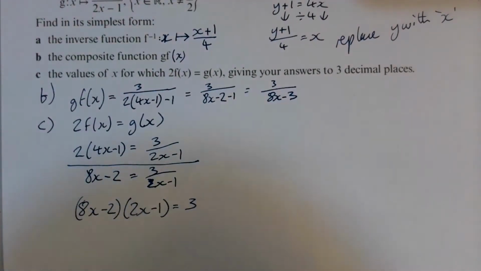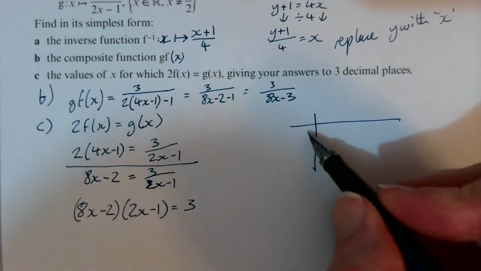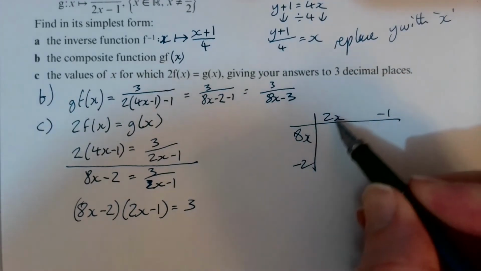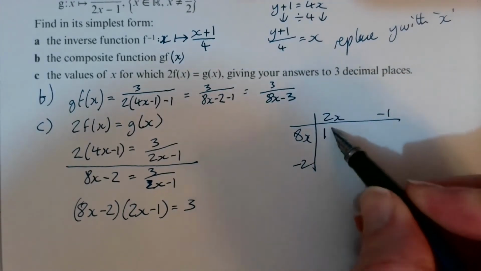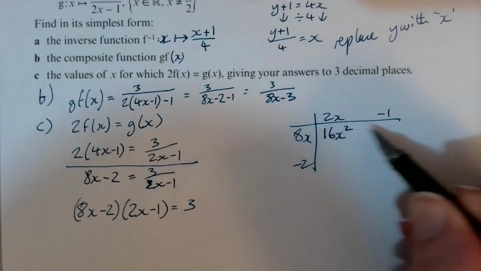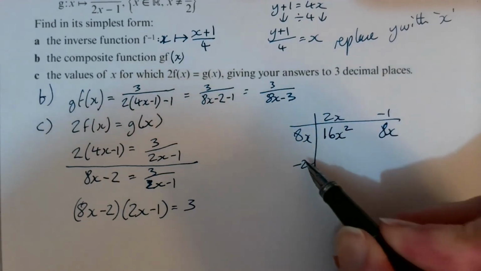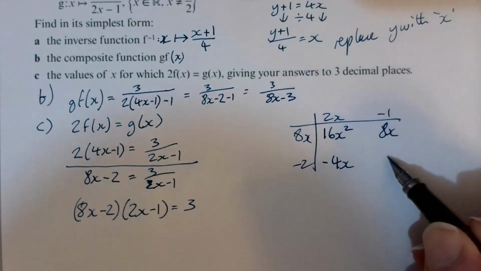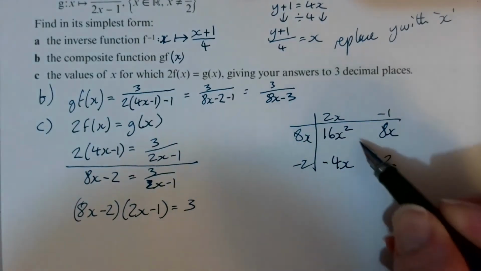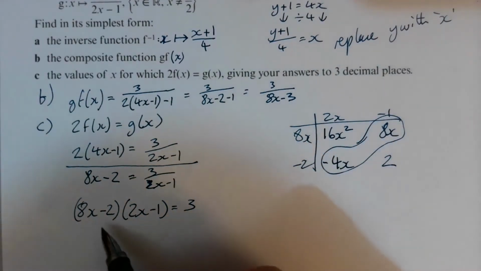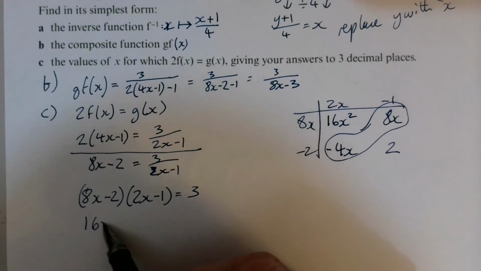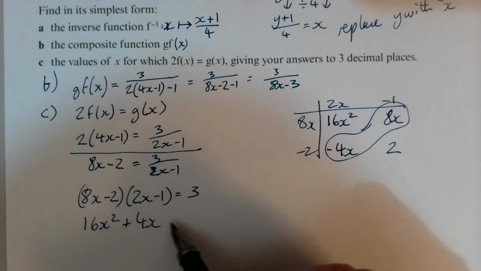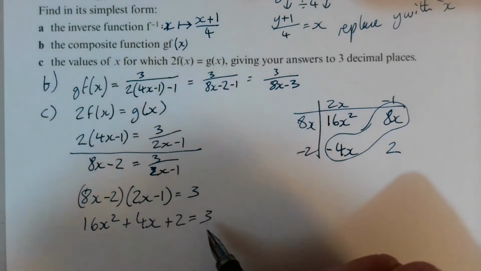We then need to expand this bracket, so take your time, use a grid to make sure you don't make a mistake. 2x times 8x is 16x squared, minus 1 times 8x is minus 8x, negative 2 times 2x is negative 4x, negative 2 times negative 1 is plus 2. So combine those two, and we get 16x squared plus 4x plus 2 is equal to 3.